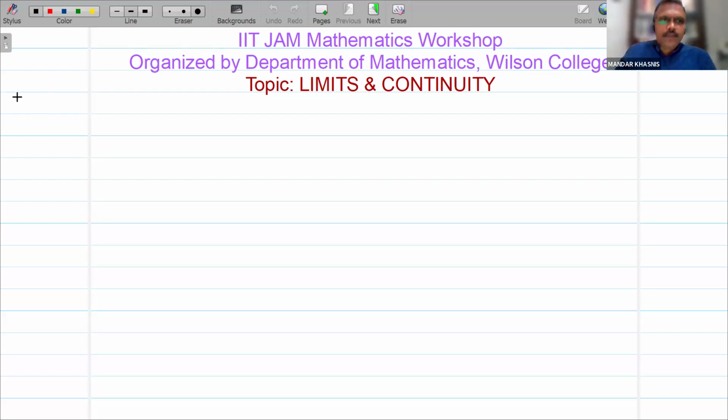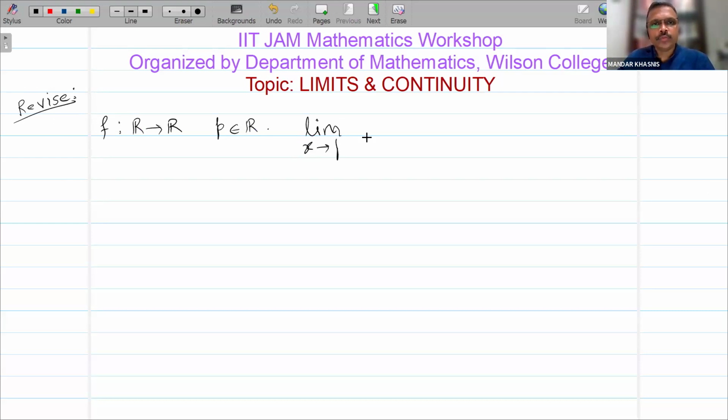Yeah, finally. So let us quickly revise certain things. Let me take a function for the time being from R to R, a real valued function. Fix some point, a real number, and let's start with the starting point. If I'm writing limit x goes to p of f(x) equals L, then what do we mean by it? What is the meaning of such symbols?